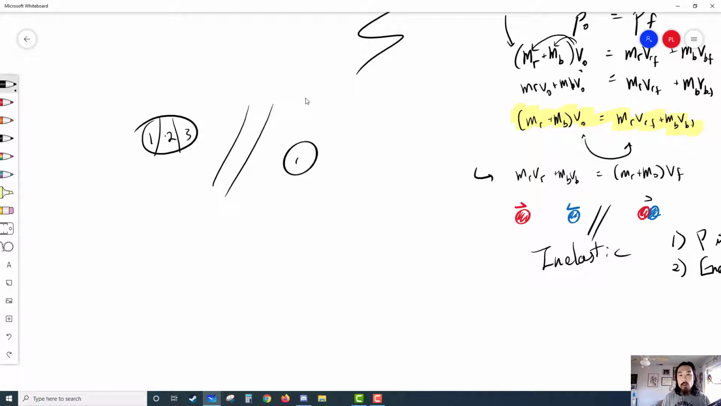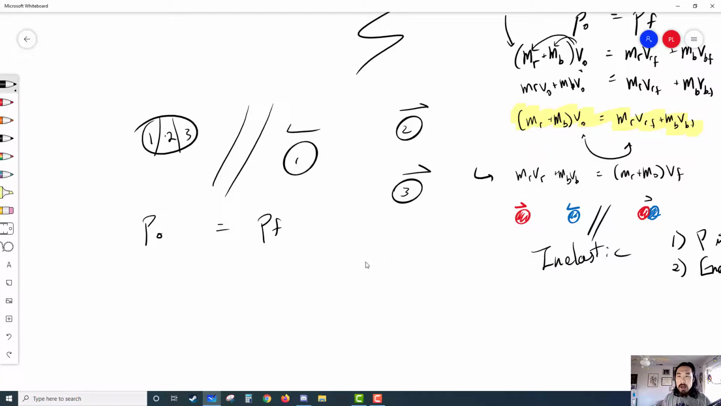So we have 1 flying this way, pew! We have 2 flying this way, pew! And we have 3 flying this way, pew! Right? So these are all zipping around, almost like a grenade or an explosion. And so in this case, our formula will look the same. We'll say that P initial is equal to P final.